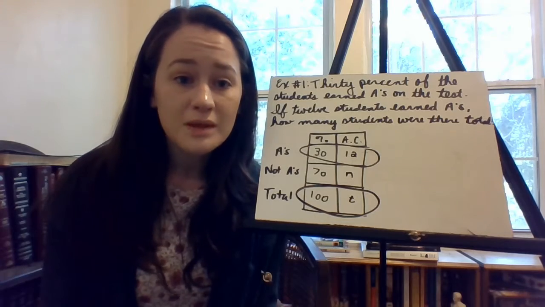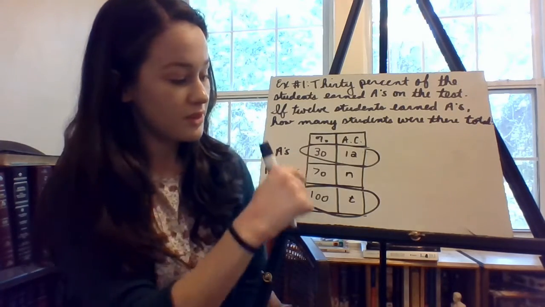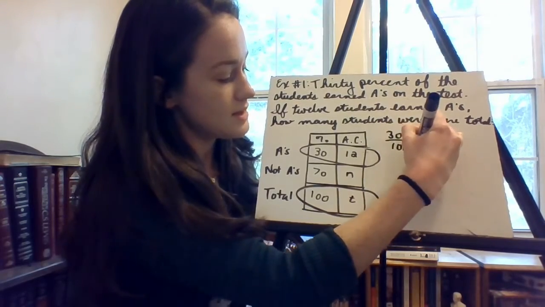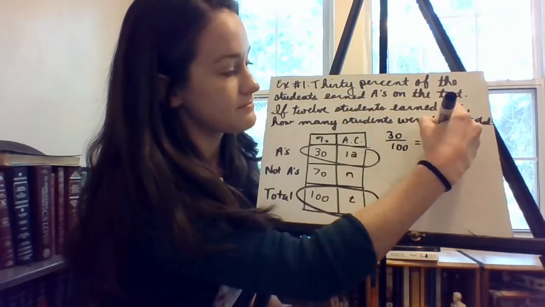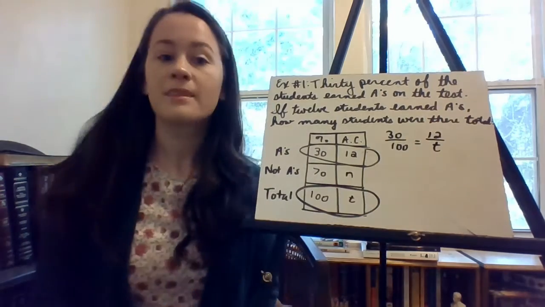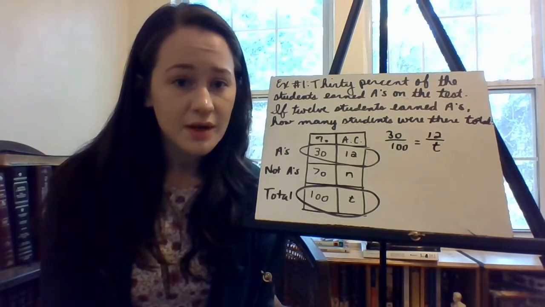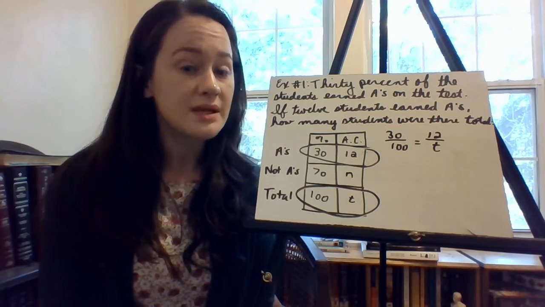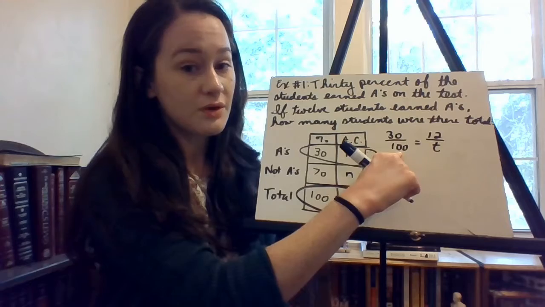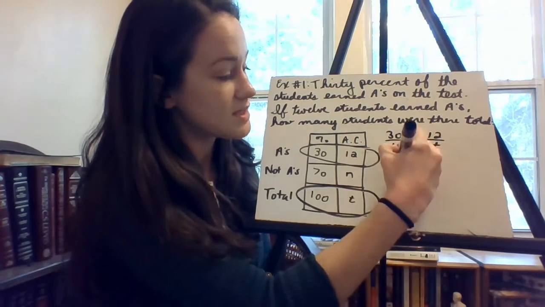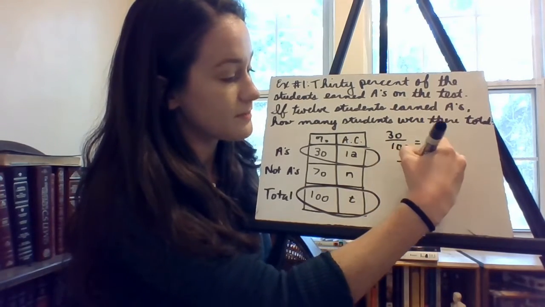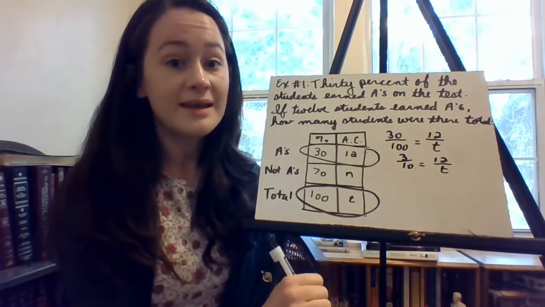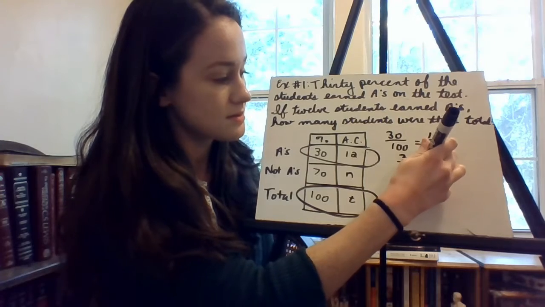From this point, we will turn it into a proportion. So 30 over 100 equals 12 over T. We will solve this using cross products, but before we do that, we can make our lives a little bit easier by reducing before we get going. So this 30 over 100, we can reduce to 3/10, which changes our proportion to 3/10 equals 12 over T. Now we can jump into our cross products.